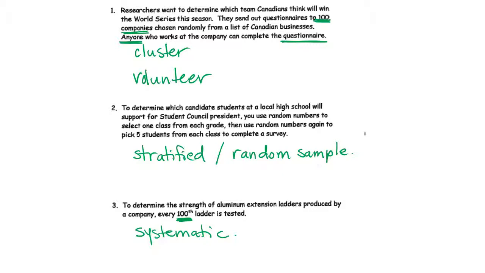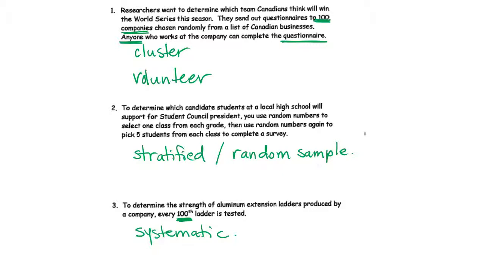So here we got a couple of examples, the last 3 examples, and we want to decide what type out of those last ones we had. So let's look at the example. Researchers want to determine which team Canadians think will win the World Series this season. They sent out questionnaires to 100 companies, chosen randomly from a list of Canadian businesses. Anyone who works at the company can complete the questionnaire.